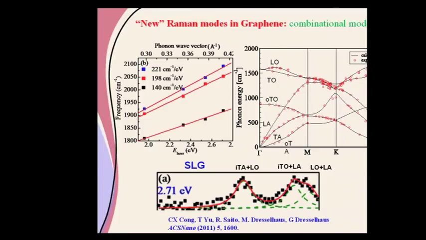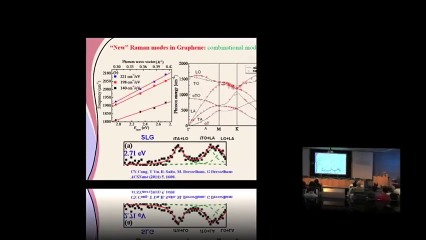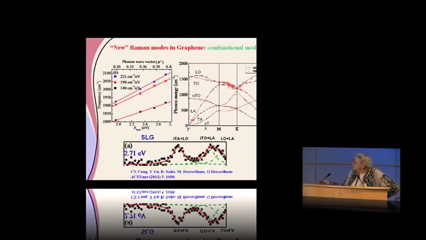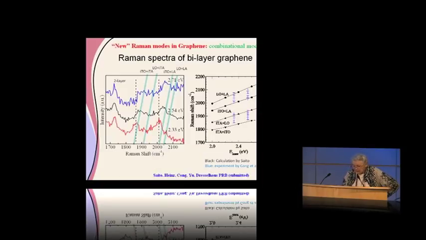And so here's a combination mode that works in frequency very nicely for this. So the iTA is this one here. This is the out-of-plane mode, and then LA and TA, and then we make combinations with these guys, LO and TO. iTO is the in-plane optical, that's 1580. That's the one you know very well. G-band is what we call that.